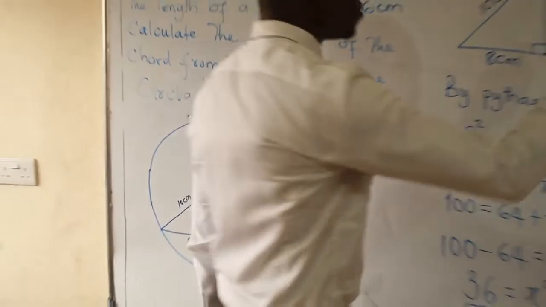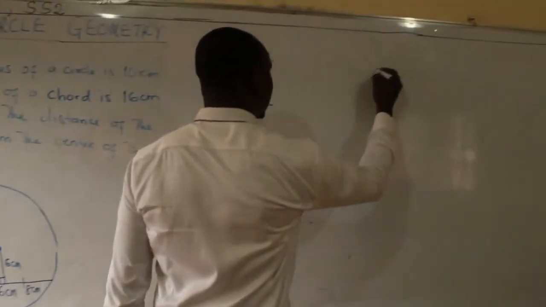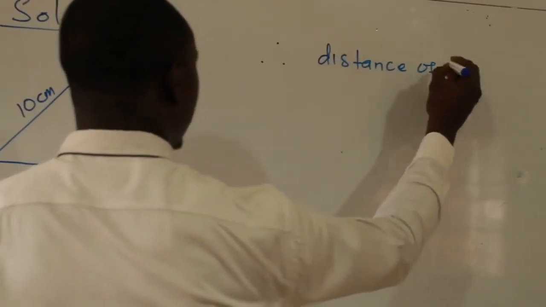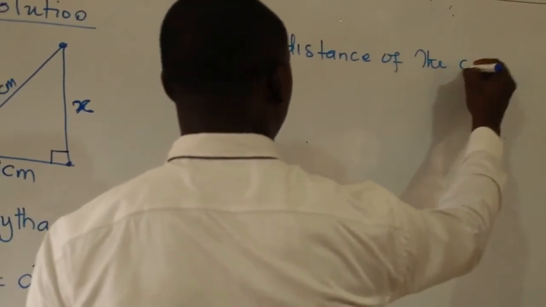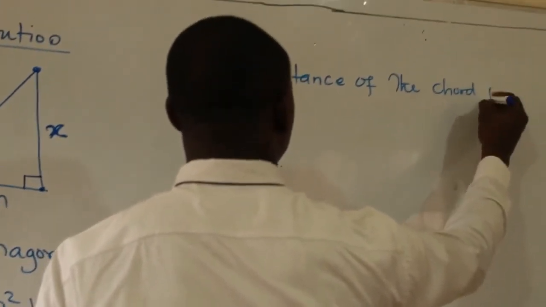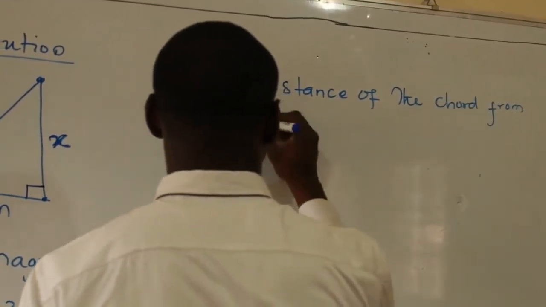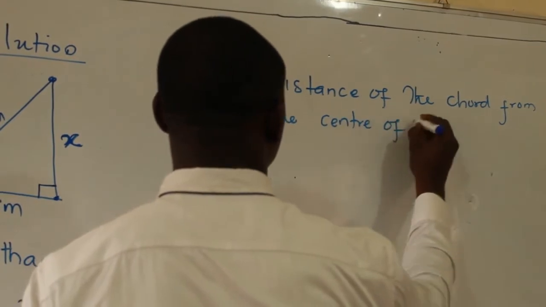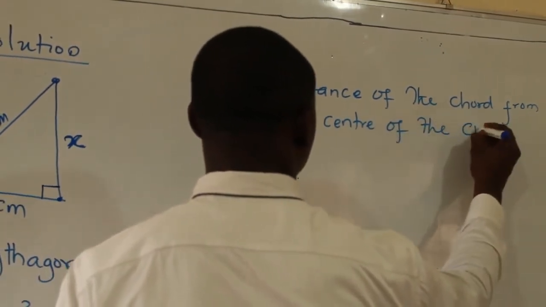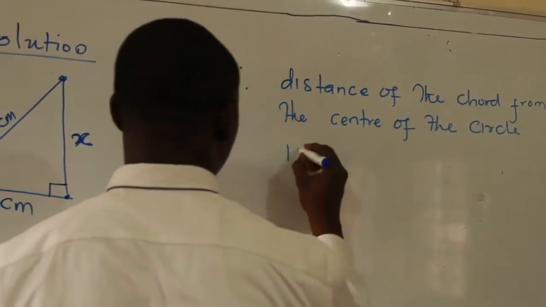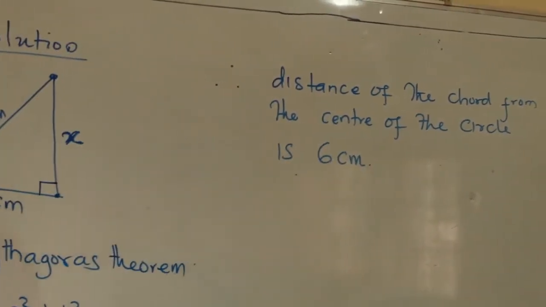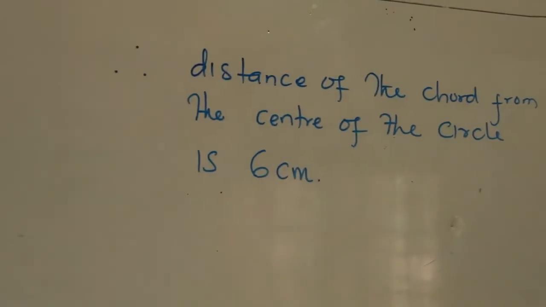So we can say, therefore, the distance of the chord from the center of the circle is 6 centimeters. We have answered that question.